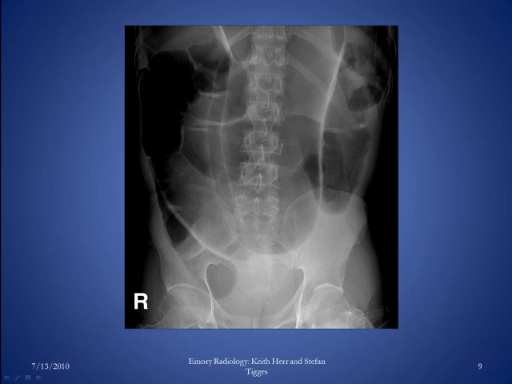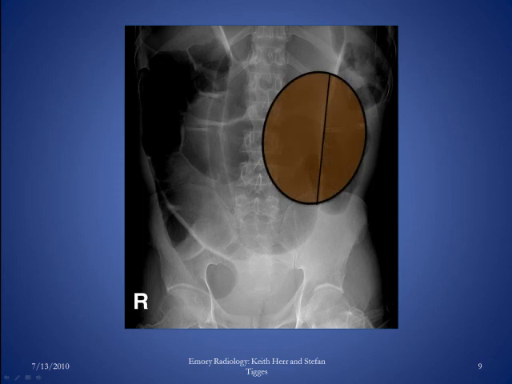Another typical appearance of sigmoid volvulus is the coffee bean sign, with the outer margins of the coffee bean representing the lateral margins of the twisted sigmoid and the coffee bean cleft representing the superimposition of medial walls of twisted bowel.